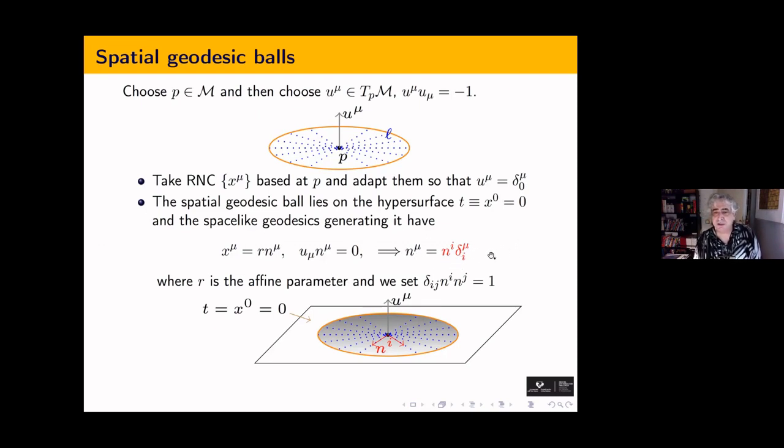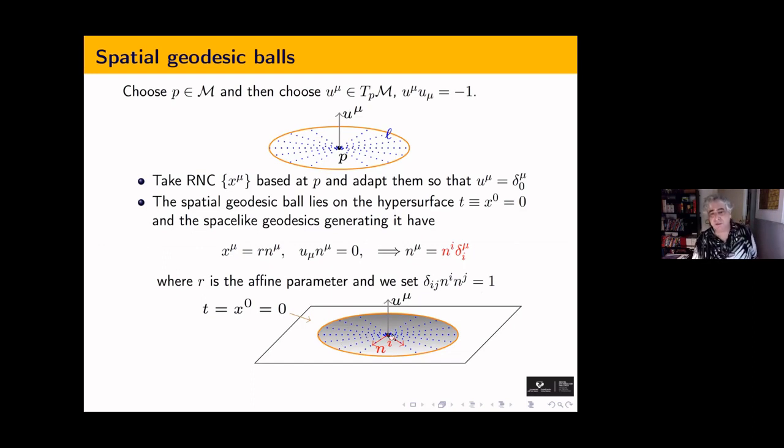Now, the notation I'm using is that Greek indices are spacetime indices from 0 to 3, and Latin indices are space-like ones from 1 to 3. As I said, r is the affine parameter, and as n is a unit vector, this satisfies that. Now, all the tensors that you are going to see in this talk are tensors at the point P.